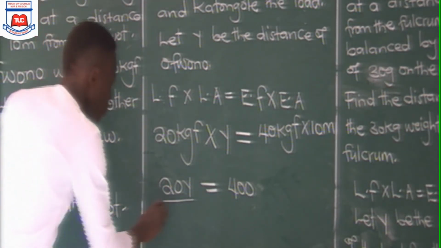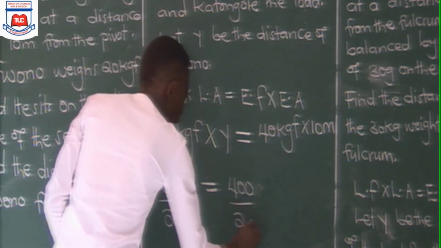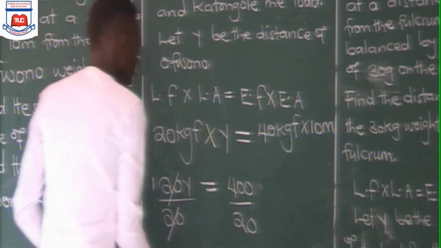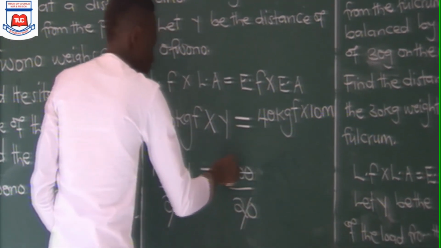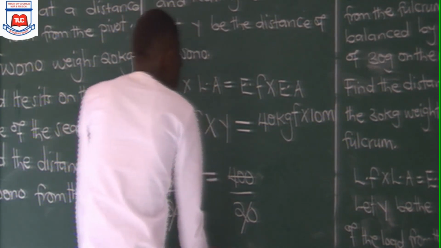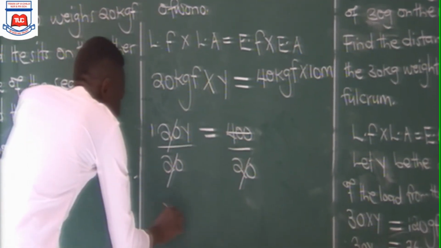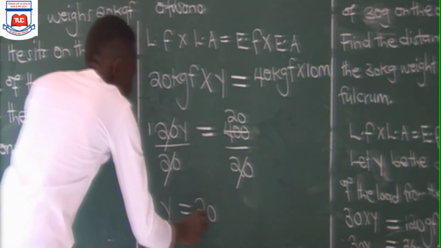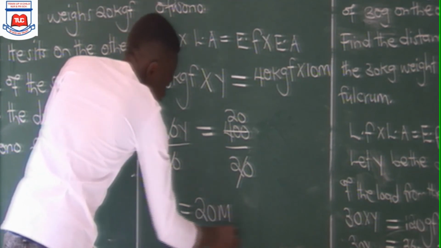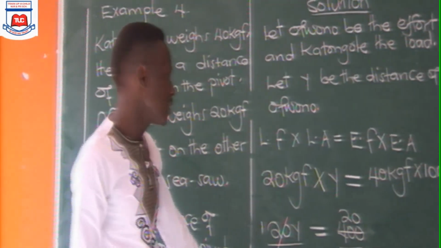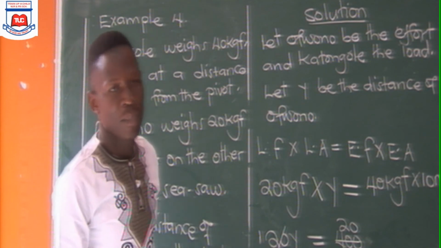You divide both sides by 20. Then when you divide 20 by 20, you get 1. And when you divide 400 by 20, what do you get? You get 20. So you are going to say Y equals 20 meters. That is our answer. So that's what we've actually got as the distance of Ophono from the fulcrum.